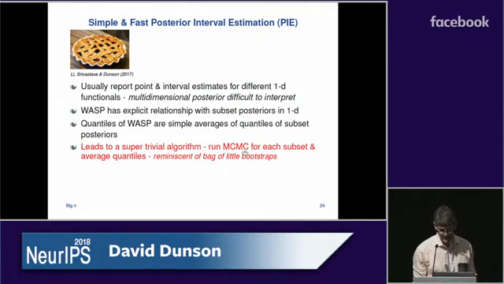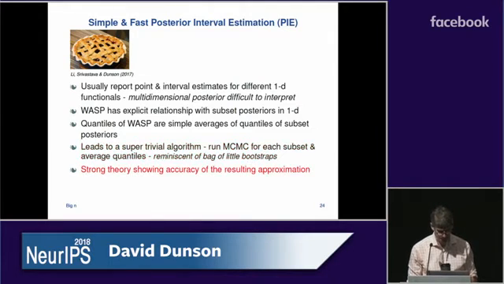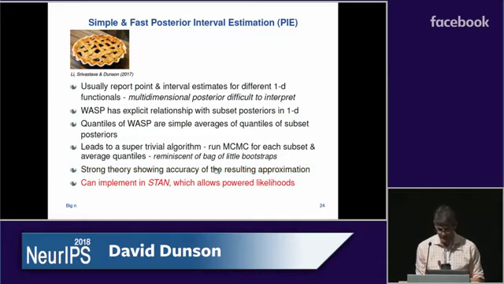We didn't realize this at the time, but it's reminiscent of a paper that Mike Jordan and collaborators came up with called Bag of Little Bootstraps. So it's almost like an MCMC version of that. We have quite nice theory showing accuracy of these approximations. You can potentially implement it in Stan, a probabilistic programming language for Bayesian inference, because they allow powered likelihoods.